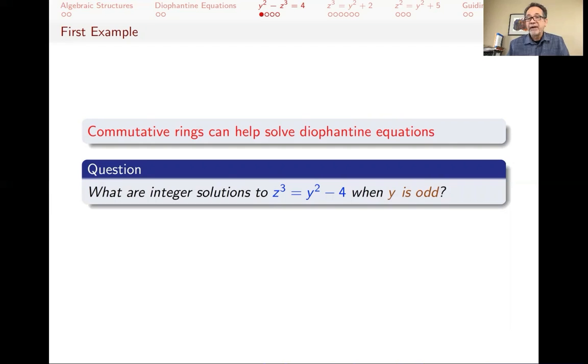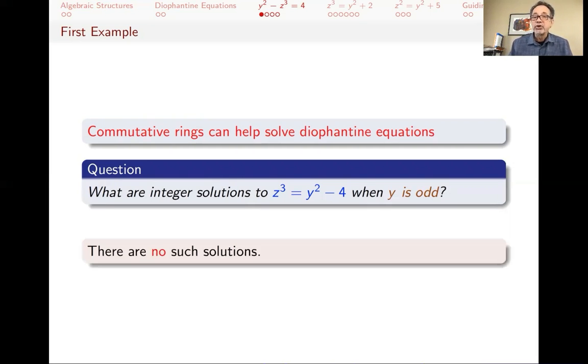So the first Diophantine equation that I want to solve is this: is z cubed ever equal to y squared minus 4 if y is odd? If you take the squares of odd integers and subtract from them the cubes of integers, will you ever get 4? That's what the question is. And the answer is no, there are no such solutions. But the real question is then why? Why is that? I mean, you can check for a while and see, well, there aren't going to be small solutions. But then how do you know that there are no solutions even for very large integers y and z?